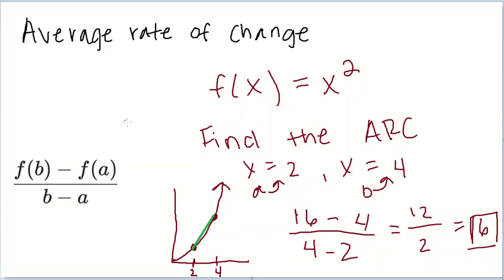So this is all an average rate of change asks you to do. It's just asking you to find the slope of a secant line, and it'll tell you where the secant line should start and end. You might have to go figure out the y values yourself like we did, but it'll specify where each endpoint of your secant line is.